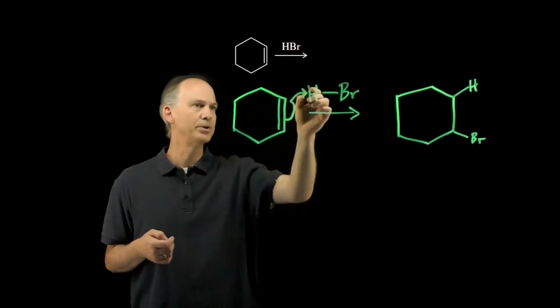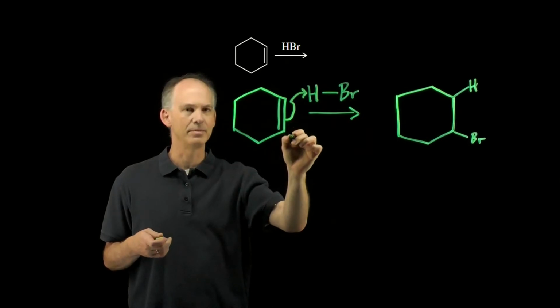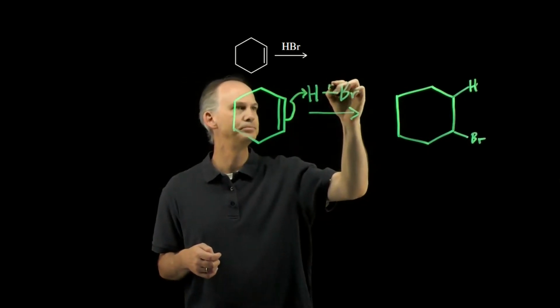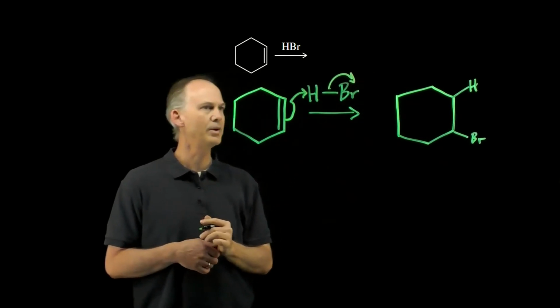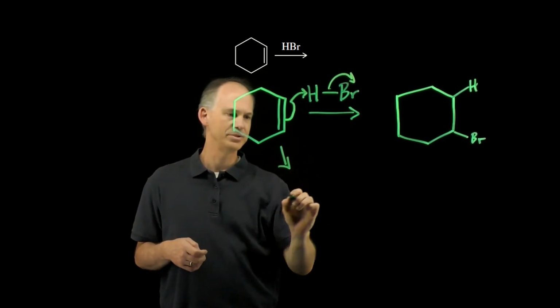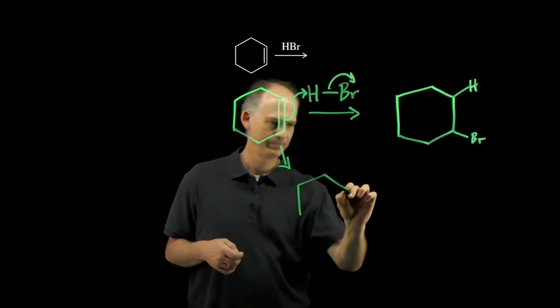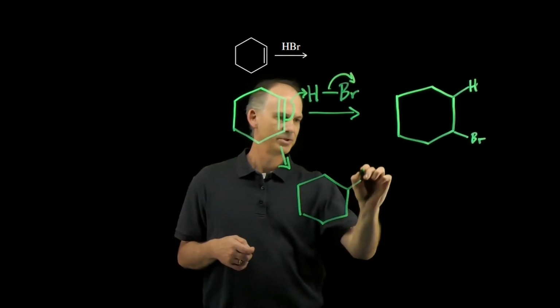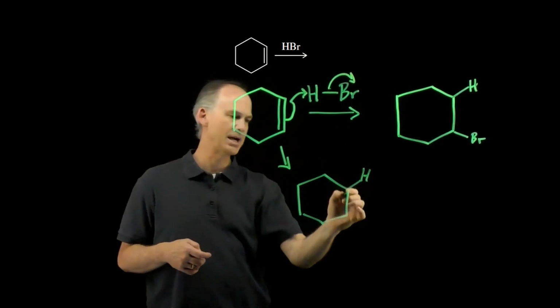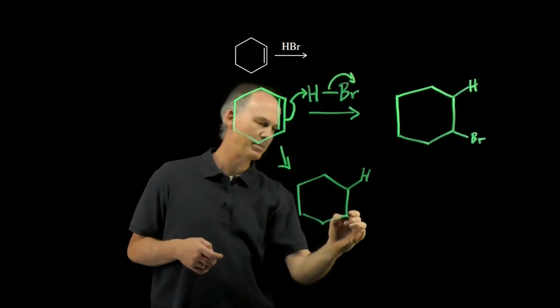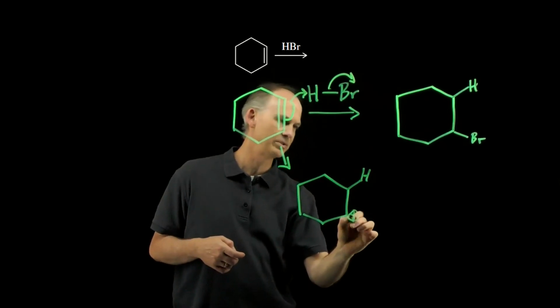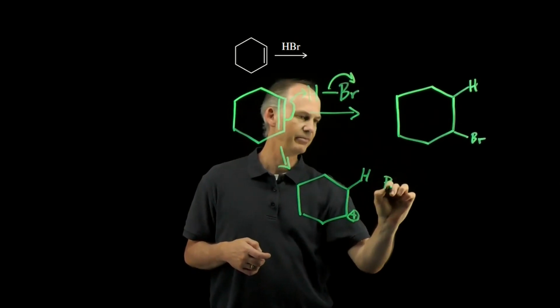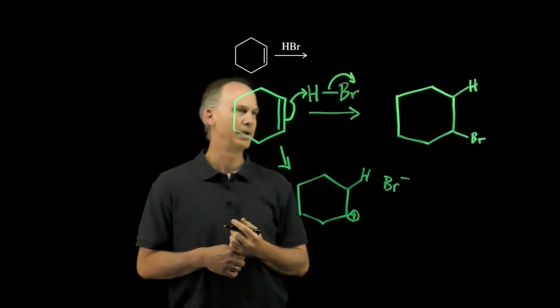the proton. Now, we can put the proton either on the top carbon or the bottom. Those are equivalent. And we get those arrows. So we now have the proton attached to the top carbon. Electrons left the bottom carbon, so this is positively charged. And we still have bromide around.